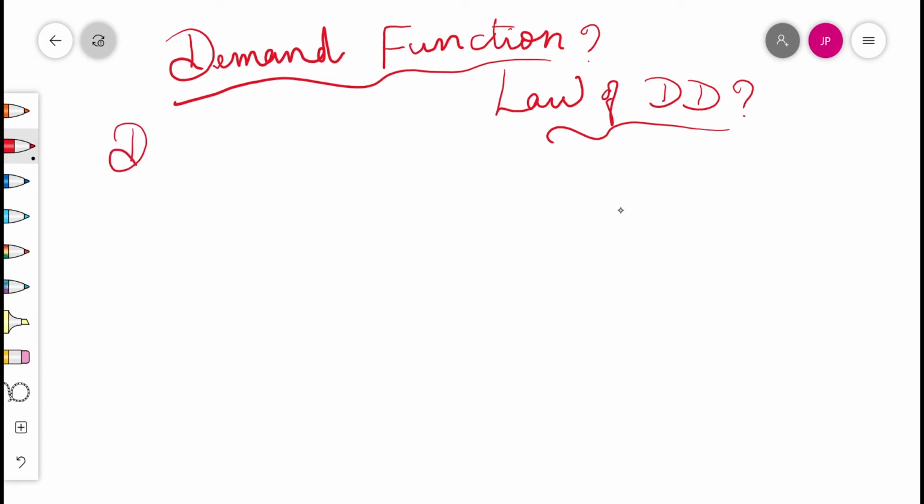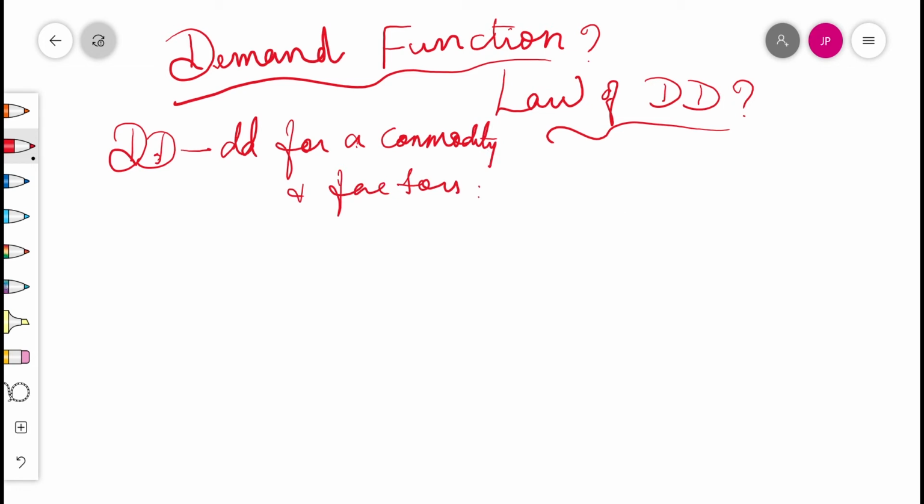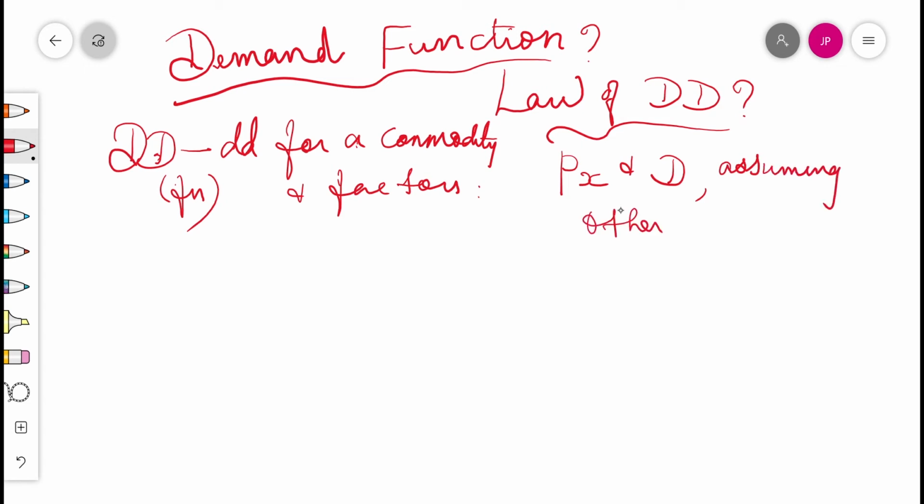Demand function expresses the relationship between demand for a commodity and the factors affecting it. That is, demand function is the influence of factors affecting demand on the demand of the commodity. In the law of demand, we establish the relationship between price of the commodity and its demand, assuming other factors constant, or not changing, or we call it ceteris paribus.